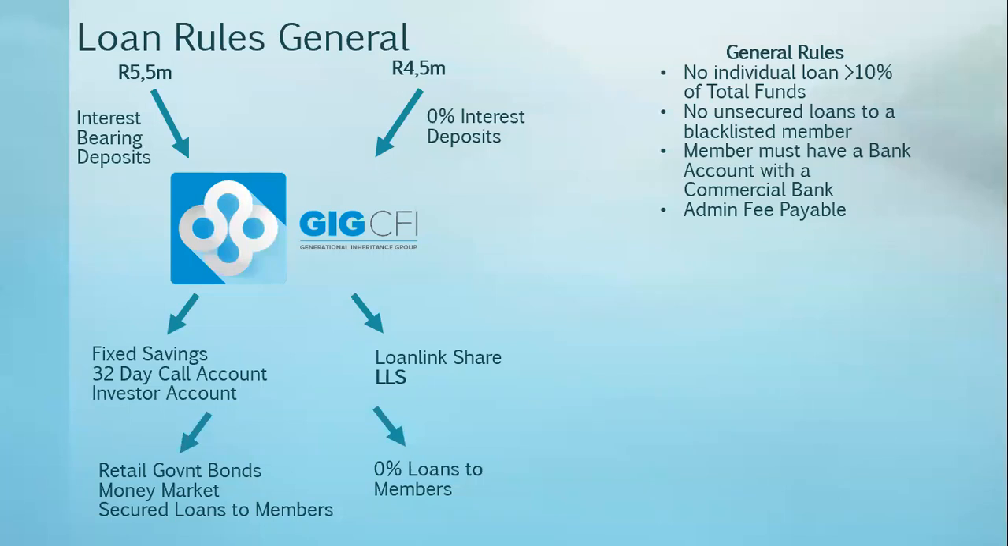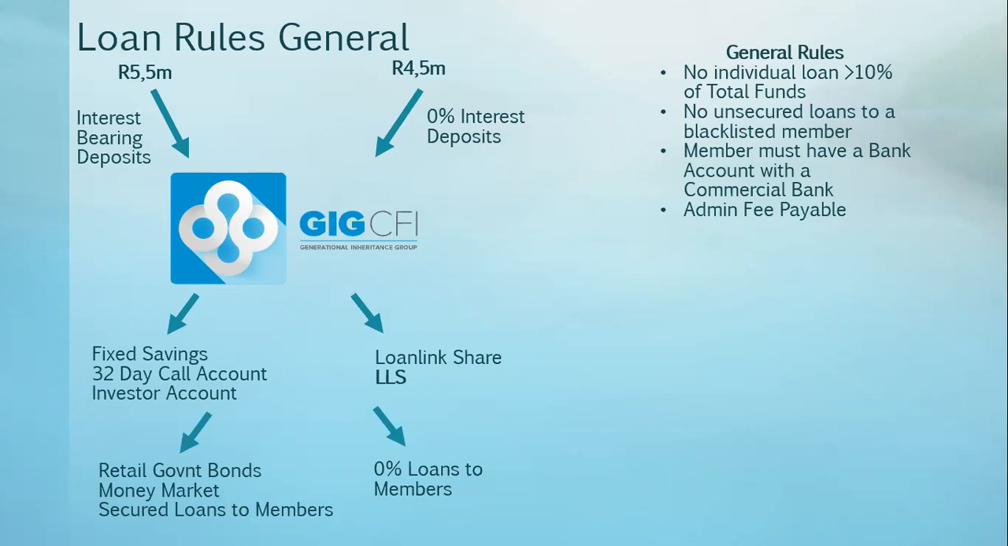Then another rule is if you in future want to make a loan, you have to have an account with a commercial bank. Now, commercial banks would then be any one of Capitec, ABSA, FNB, Standard, Nedbank, and so forth. And that's just so that if you have a loan, we have an account against which we can do a monthly debit order.